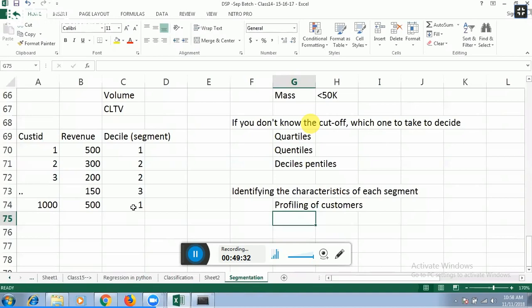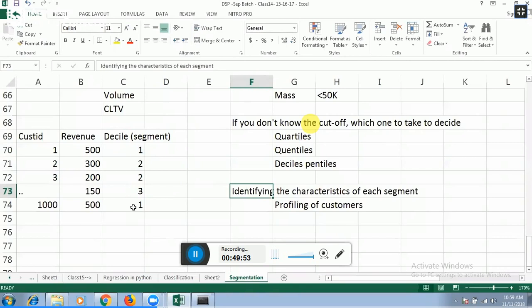So the characteristics help you to understand who my customers are. The profiling is extremely important, so we will talk about that when I'm showing that one. Profiling is something where we do the segmentation first, then we understand what is the similarity within the segment and what is the dissimilarity between the segments.